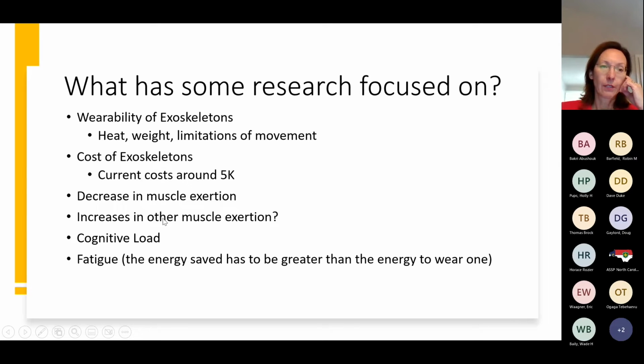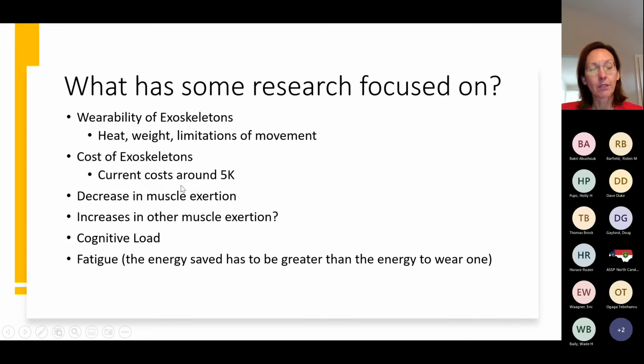Some of the questions that have come up is, are there increases in other muscle exertion? A lot of people had this question. There was an article by a professor in Ohio, wasn't me, who had a study that showed there was a trade-off: while you relieved the stress on one muscle group, it went to another group. There's been a lot of other studies that say it doesn't. So does it really? No, not really. But if you search the literature, you'll find articles on both sides.